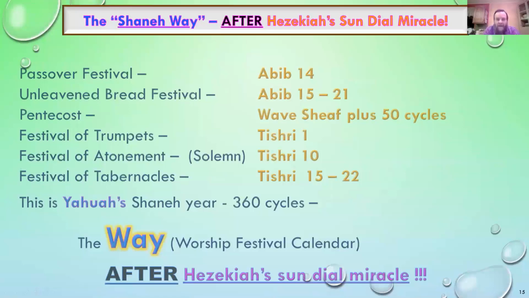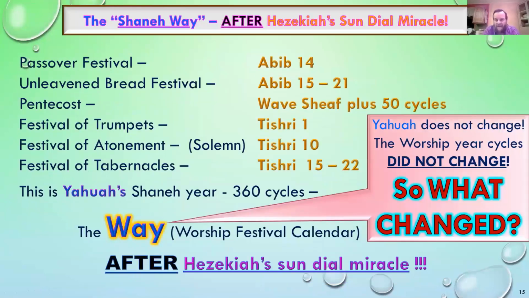Now, the Shana way after Hezekiah's sundial miracle. If you look at those dates, you will see that they did not change. Those dates are intact as at creation. There's no difference. Yahuwah does not change. The worship year cycles did not change. So what was it that changed?